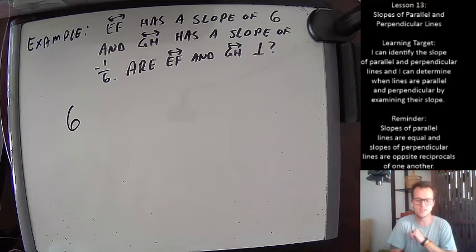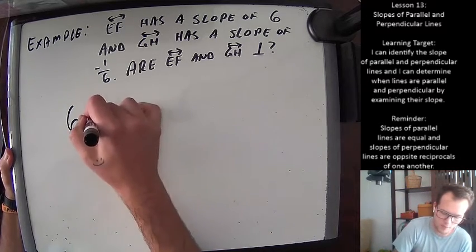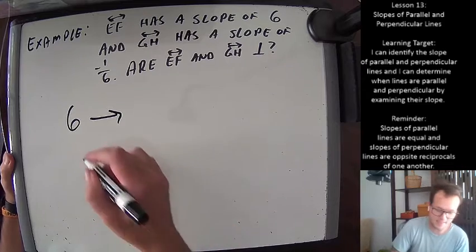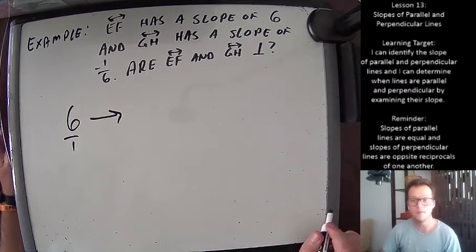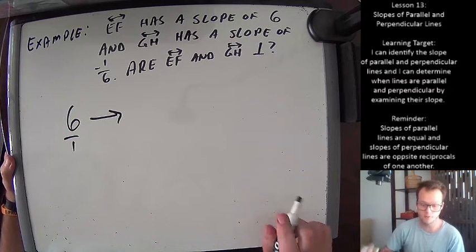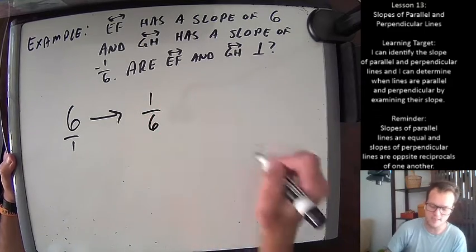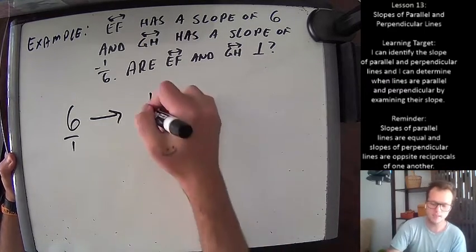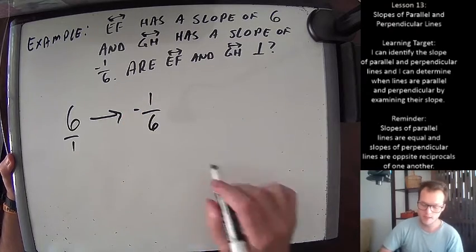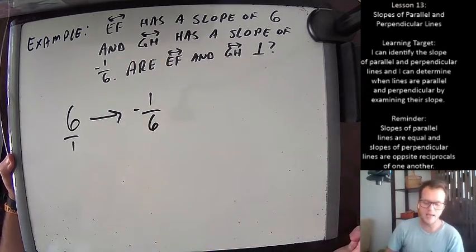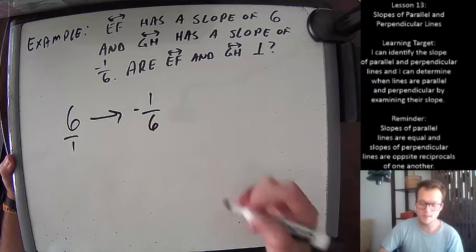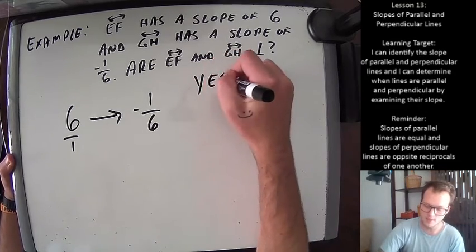So let's find out what happens here. The opposite reciprocal of 6. Well, we know that 6 is the same thing as 6 over 1. They have the same value, so let's put that in there. Now, if we flip this, we end up with 1 over 6. And originally it was positive, it now turns negative. -1/6 is the opposite reciprocal of 6. So my response to this would be yes, a resounding yes.